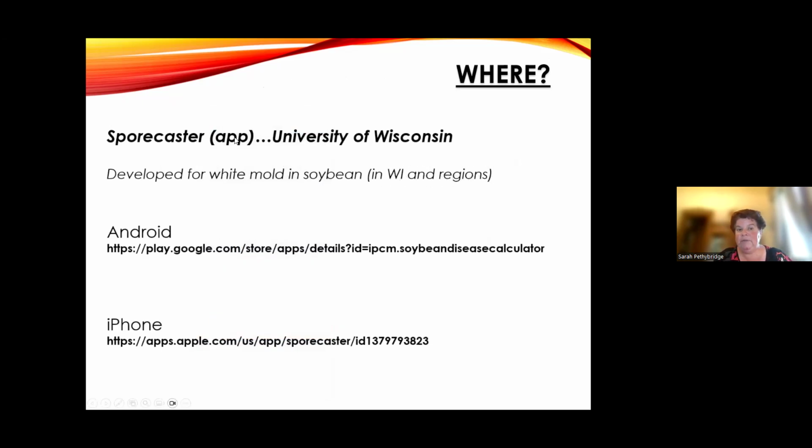So again, that app is called Sporecaster. It was developed for white mold in soybeans in the Midwest, so it hasn't been locally tested in the Northeast, but it gives you an indication. And it's available for Android and iPhone, free download.